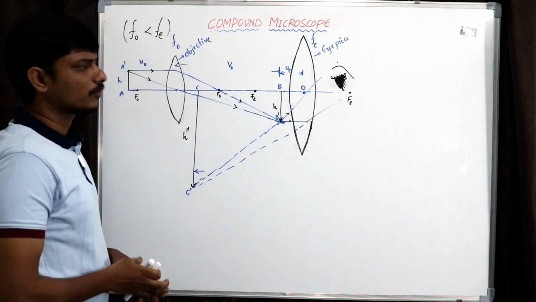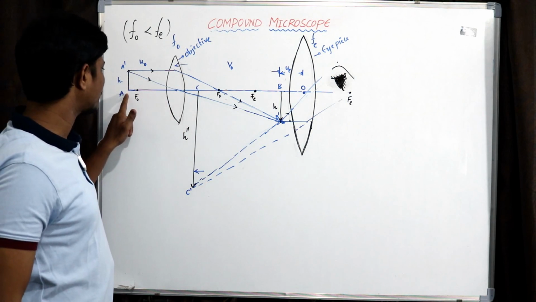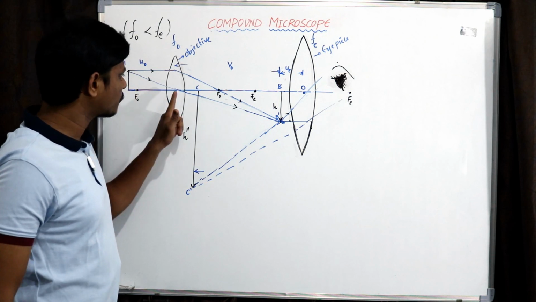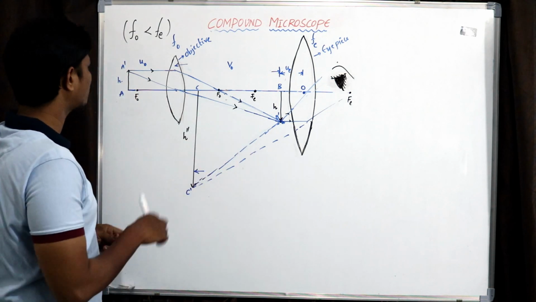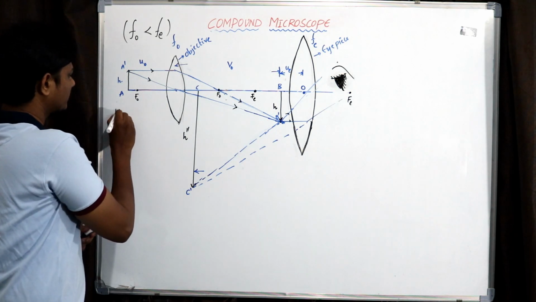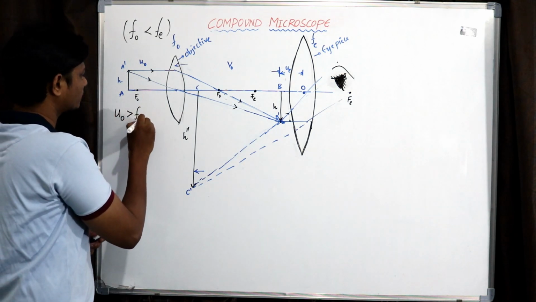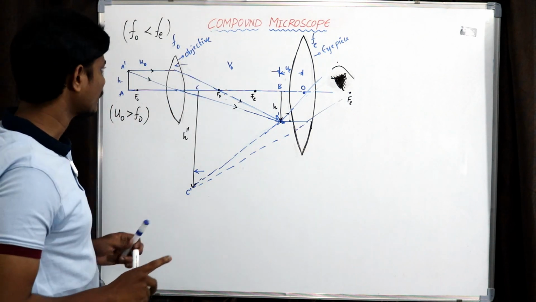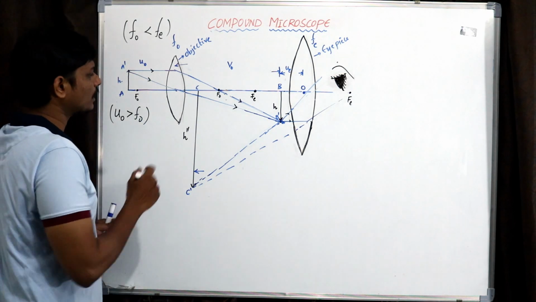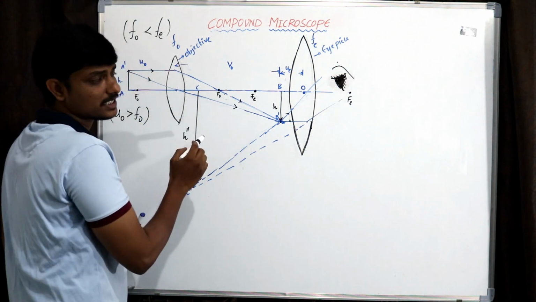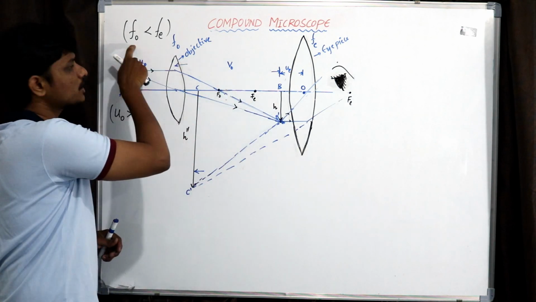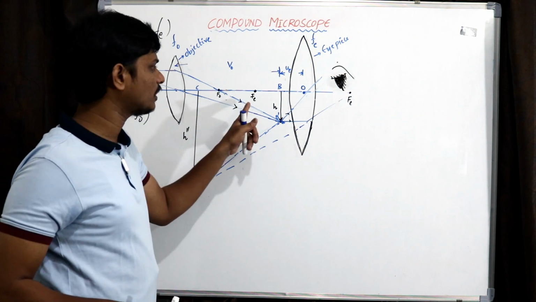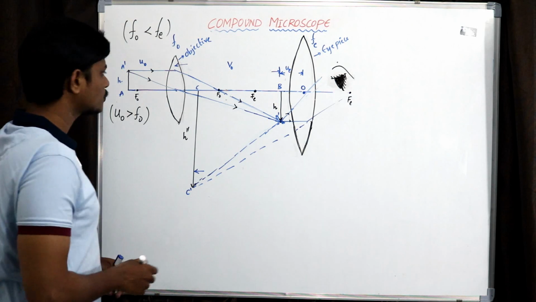Here, I have placed an object in front of the objective lens. I want a real image produced by the objective lens. Therefore, I have placed the object at a distance greater than the focal length of the objective. And one more point, always remember: the focal length of the objective lens is less than the focal length of the eyepiece. Keep this point also in your mind. The focal length of the objective lens is always less than the focal length of the eyepiece. So let's go into this.